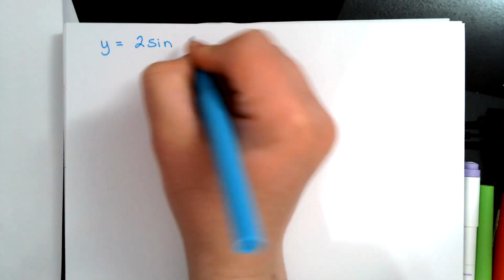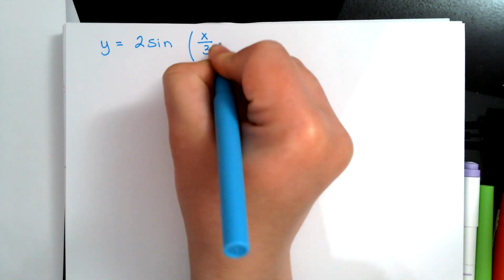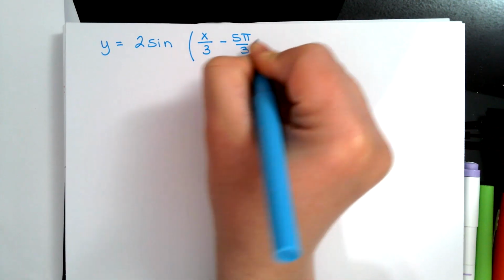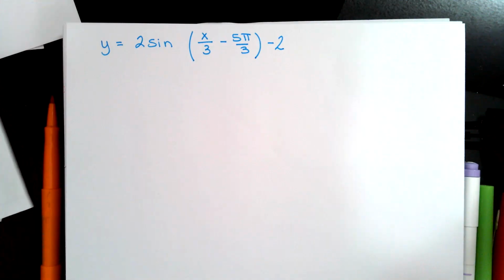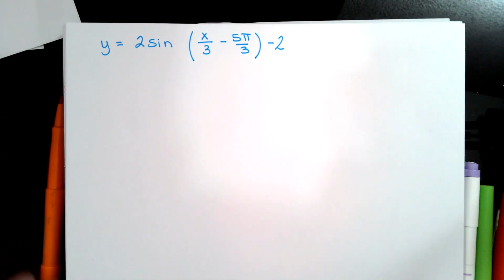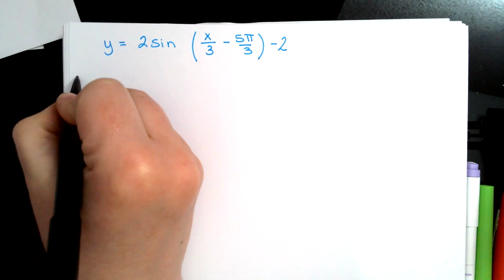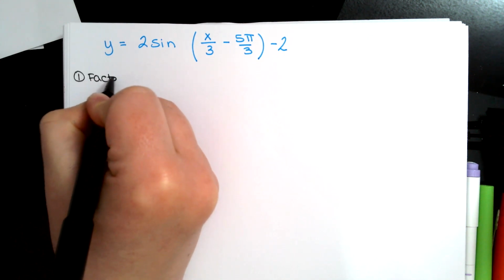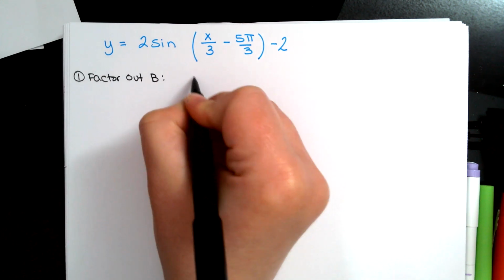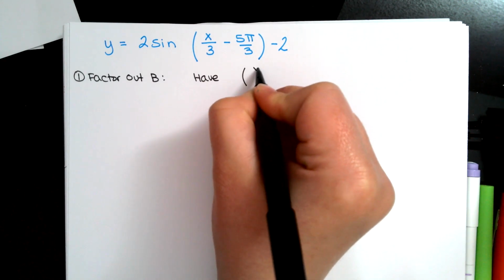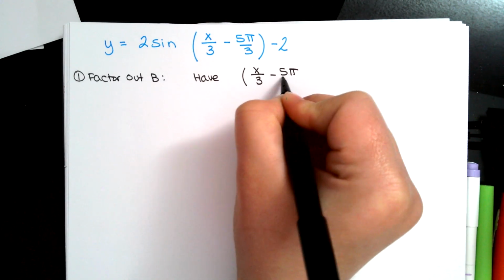All right, let's go again. We have the next one as y is equal to 2 sine of, I'm going to change it to x, over 3 minus 5 pi thirds, close it, minus 2. All right. Step number 1, factor out b. What we have is x over 3 minus 5 pi thirds.